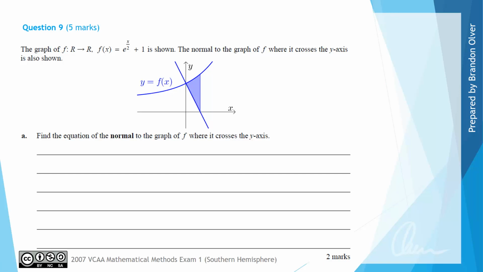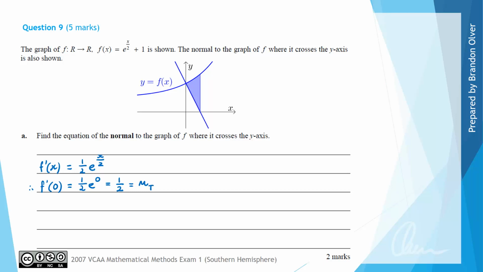To find the gradient of a tangent, we're going to use the derivative. So f dashed of x is going to equal, for e to the power of x over 2 plus 1, simply a half e to the power of x over 2. Therefore, f dashed of 0, the gradient of a tangent at x equals 0, where it crosses the y-axis, is a half e to the power of 0, which is simply equal to a half. So that equals the gradient of a tangent line at that point.